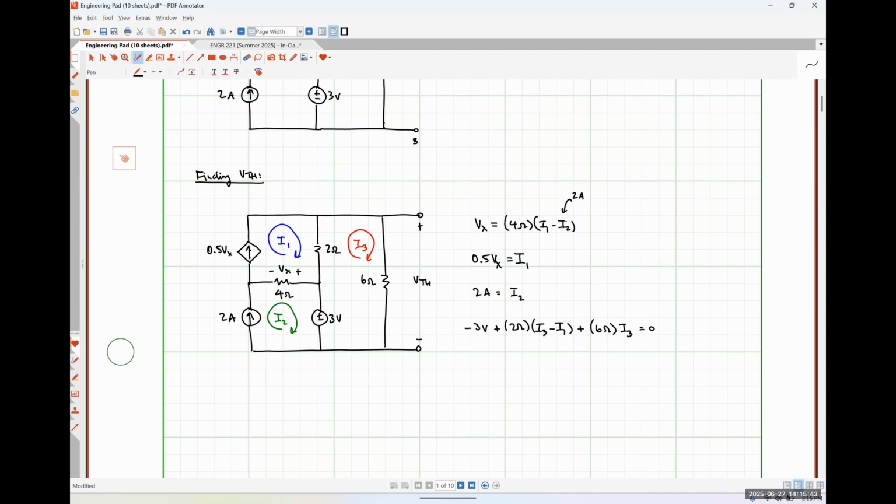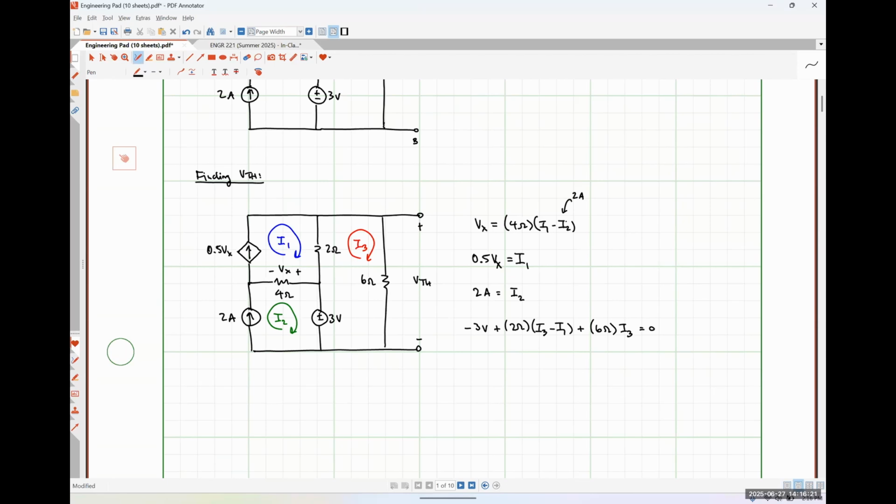In my second equation, my coefficient for I1 is 1, my coefficient for I3 is 0, and my coefficient for Vx is 0.5, and my constant term is 0. And in my third equation, which is the bottom one, my coefficient for I1 is negative 2. My coefficient for I3 is positive 2 plus 6. My coefficient for Vx is 0, and my constant term is positive 3.